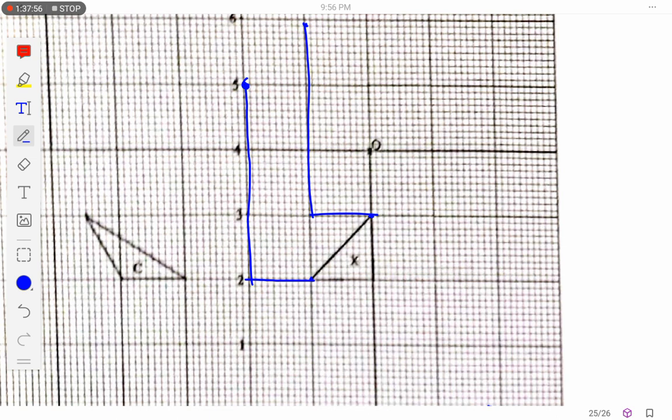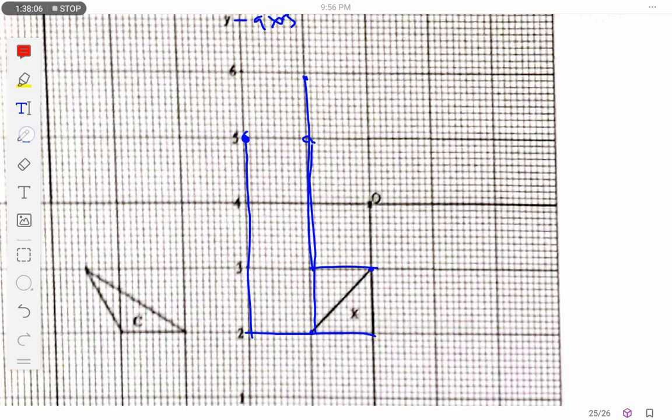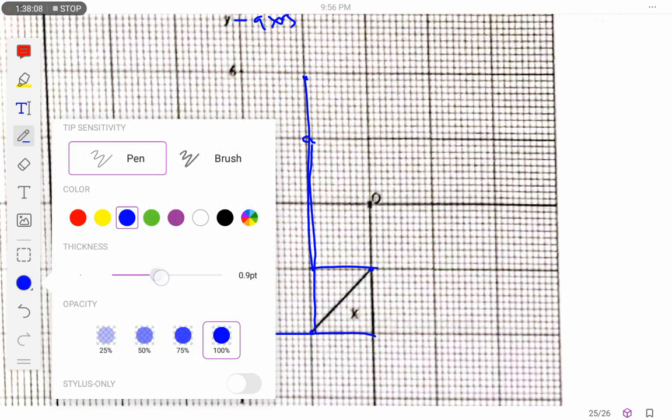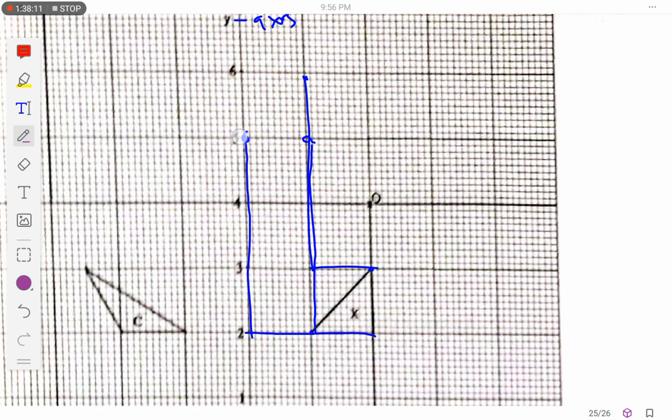Okay, then the last one, I go -2 and 3, it goes to this point, like that. So you find out our triangle is going to be like this. Okay, let's draw our triangle. Okay, so this is our A triangle. Let me just rub off this movement.